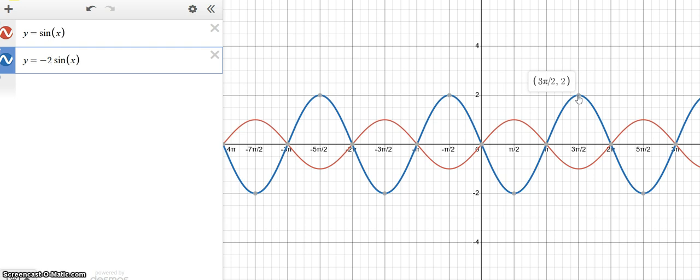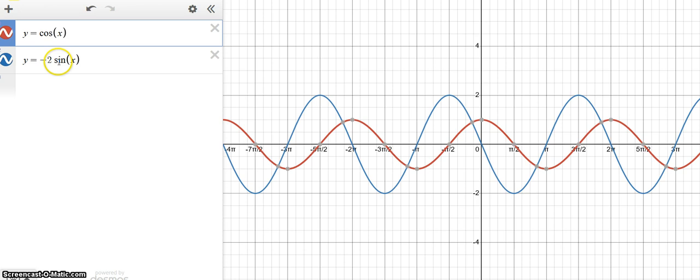But the other thing it did is it flipped the graph over. The red graph goes up at the beginning and then down. This one goes down at the beginning and then up. So a negative in front does 2 things. It changes the amplitude, changed it to 2, and it flips the graph upside down. Okay, here's the good news. Exactly the same thing happens if I switch this to cosine.